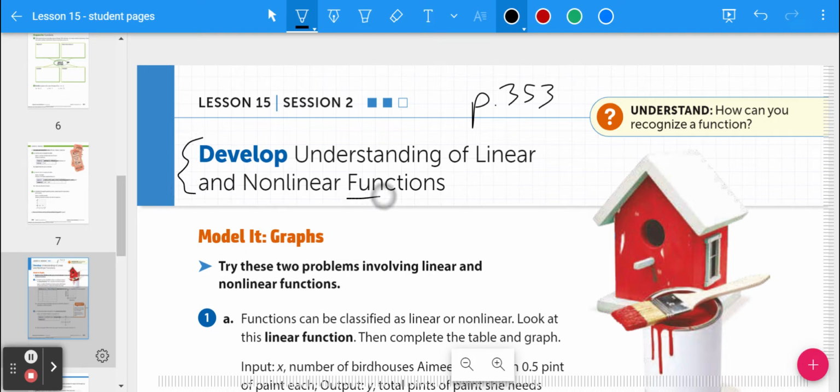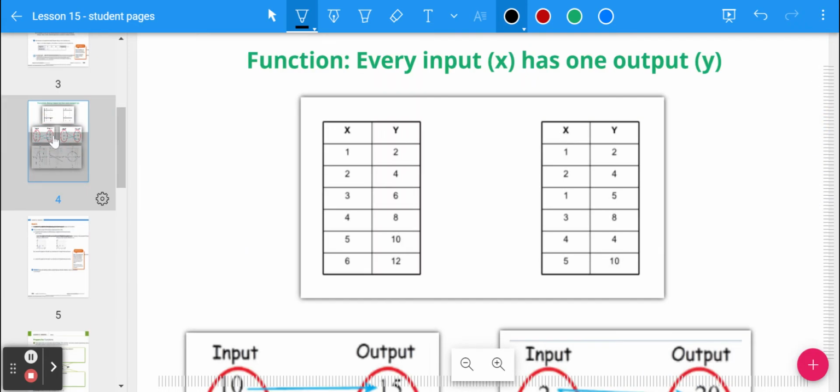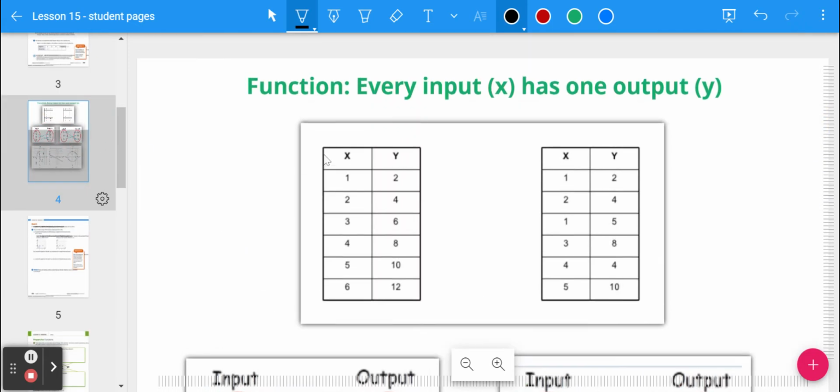We started talking about functions last time. So what is a function? Well, maybe you recall that a function, and I'll bring us back to this page, a function is where every input has one output. So you input something into this equation or function and you'll get one result, one output.